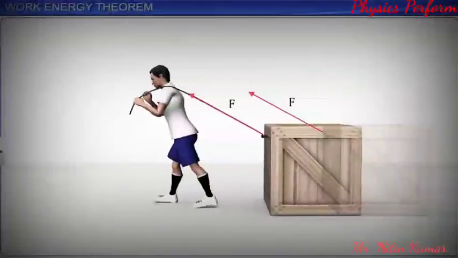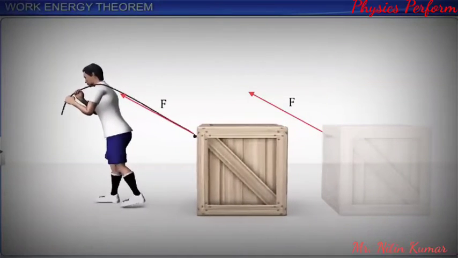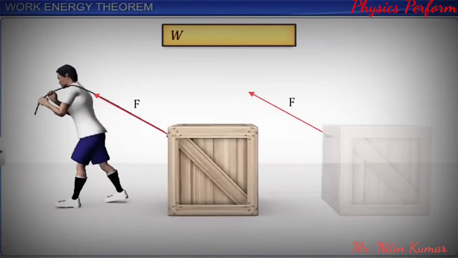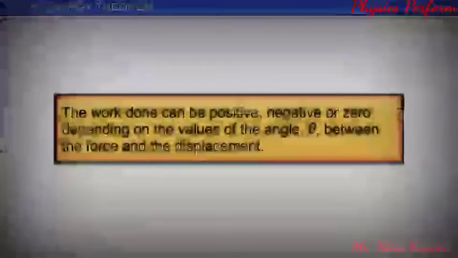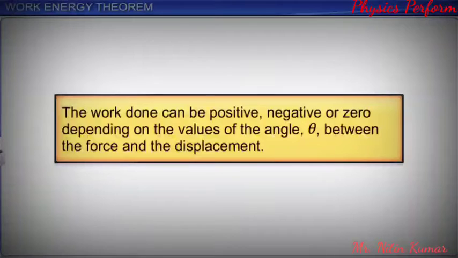Now, using the dot product, we can measure the work done as the dot product of the force and displacement, which is equal to F d cos theta. However, the work done can be positive, negative, or 0 depending on the values of the angle between the force and the displacement, theta.